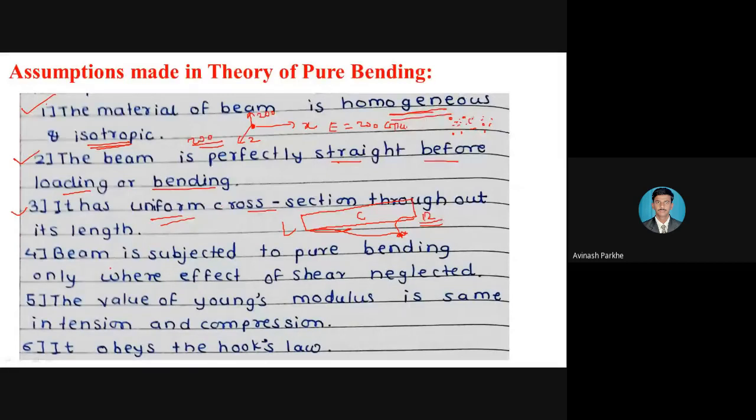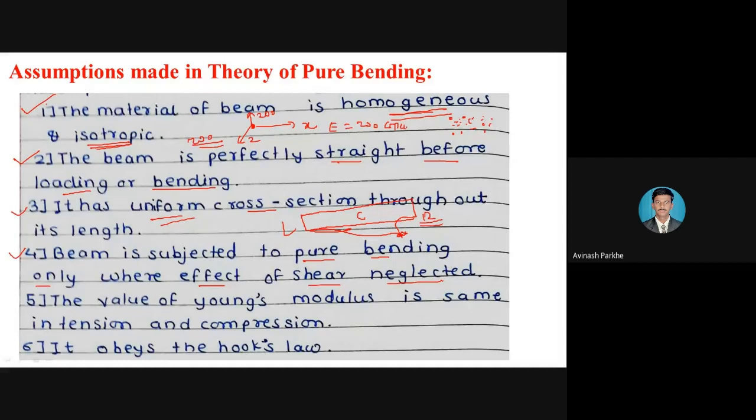Fourth assumption, the beam is subjected to pure bending only, where the effect of shear is neglected. We have discussed that pure bending concept. We have seen that particular BC portion in the bending moment diagram and that BC portion in the shear force diagram. In the bending moment diagram, the BC portion represents the constant bending moment. But if I observe the same BC portion in the SFD, the shear force is totally zero. Means I can say that the beam is subjected to the constant bending moment only, where the effect of shear is totally neglected.